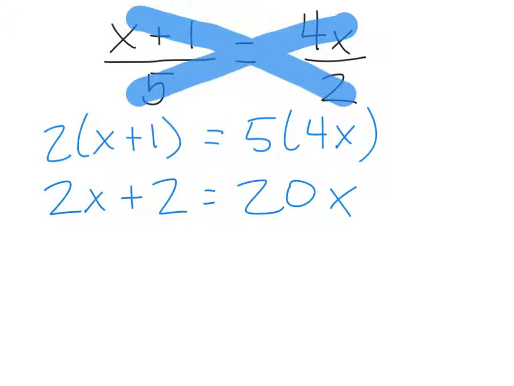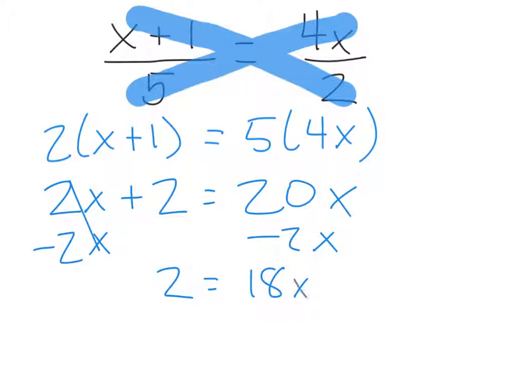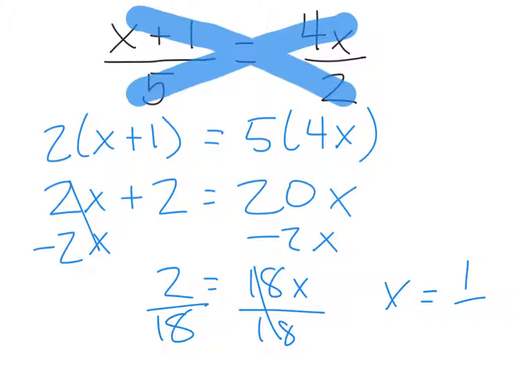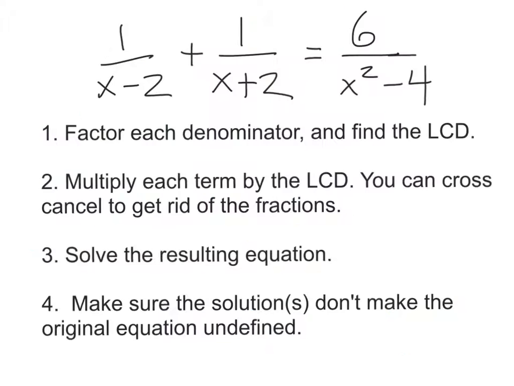Now we'll get all of our x's onto the right hand side, subtract 2x here, subtract 2x here. Those cancel, so we get 2 equals 18x. Lastly we'll divide both sides by 18, and we get x equals 1/9. So that's our answer, and in this case we don't have to worry about it making our denominator 0 because we don't have any x's in the denominator.